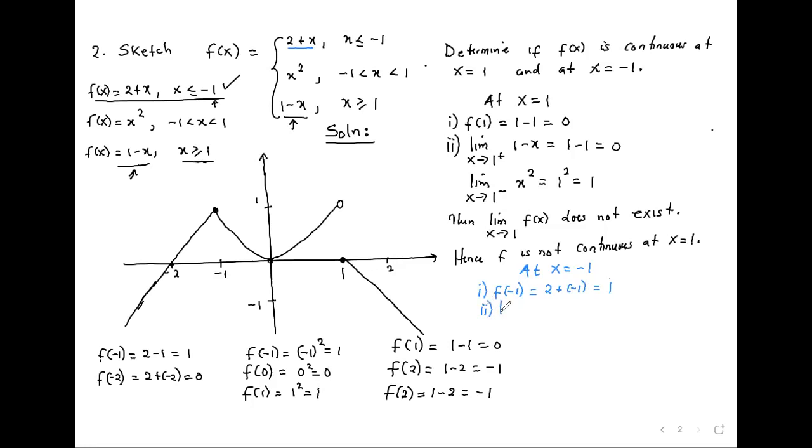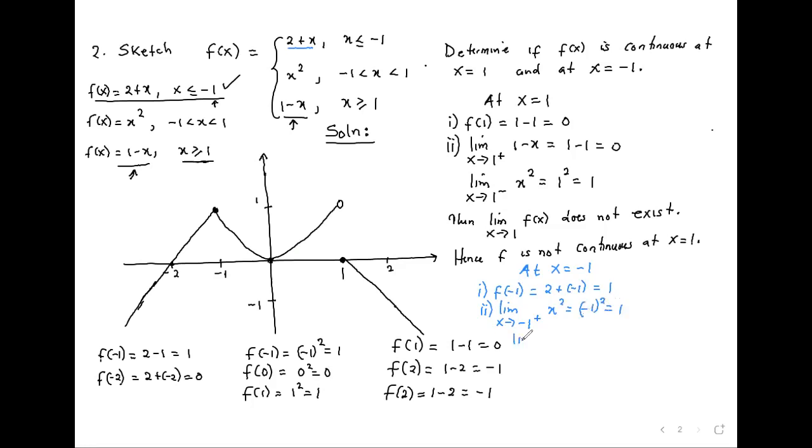Second, we check for the limit as x approaches negative 1 from right. Which piece of the function goes to negative 1 from right? If you look at the graph, you'll notice that we are going to negative 1 from right using this curve here, and this curve is x squared. So we get negative 1 squared, which is equal to 1.